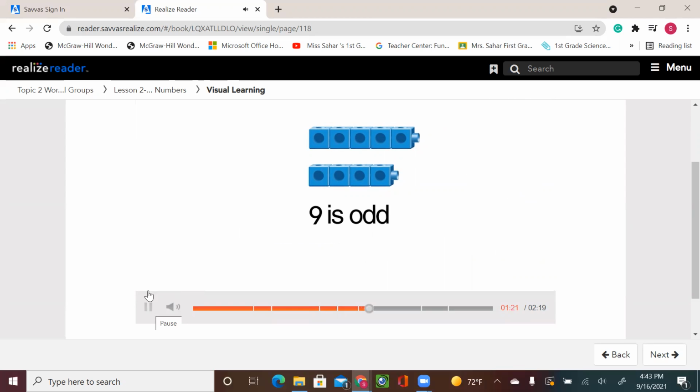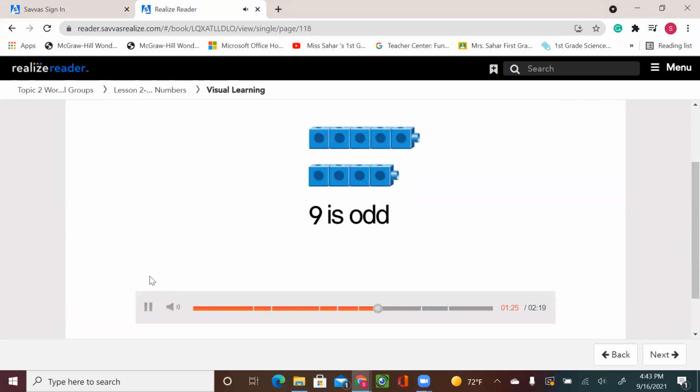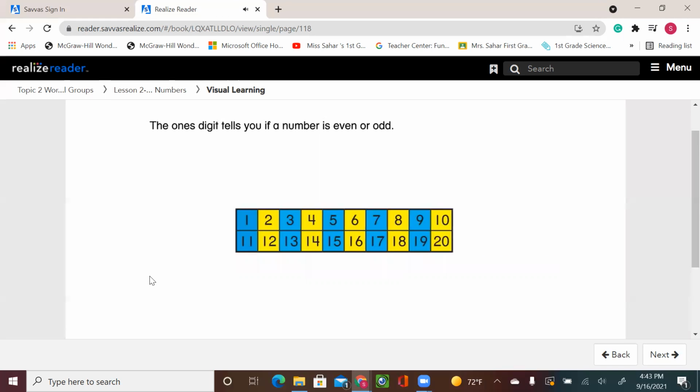What are some other even numbers, and what are some other odd numbers? The ones digit tells you if a number is even or odd. Is the number 18 even or odd? The number 18 is even. How can you tell that 18 is an even number?